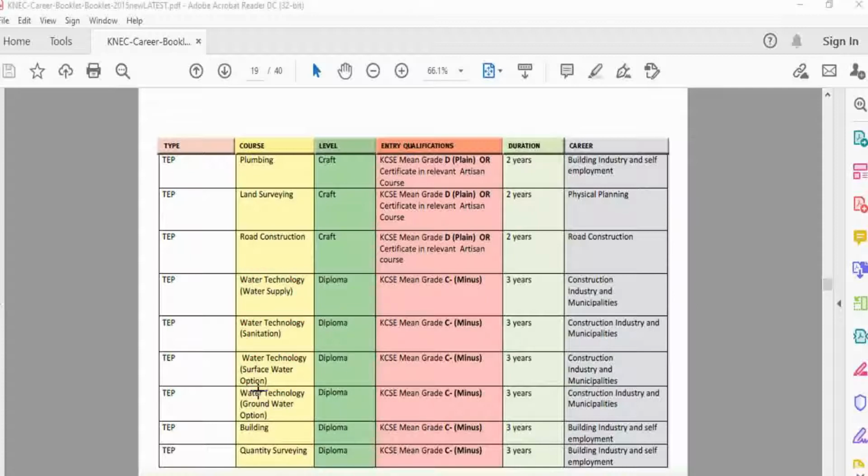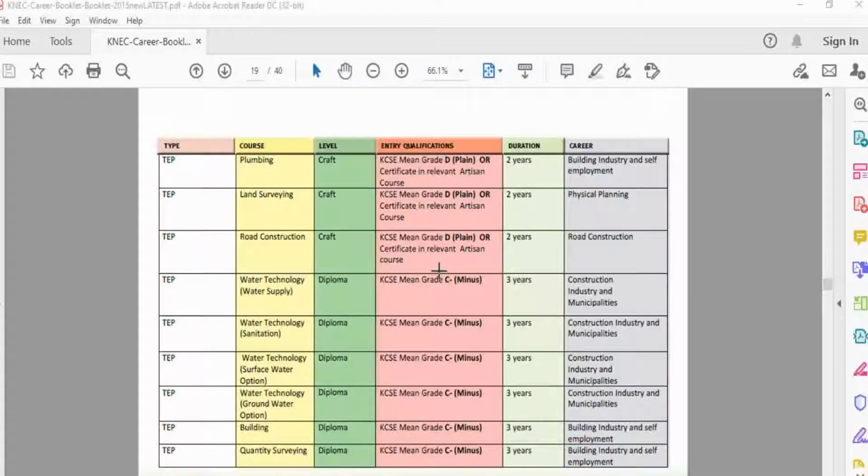There is Diploma in water technology, surface water option. There is Diploma in water technology, groundwater, and there is also quantity surveying. Again, for all these courses, the entry requirement is C-. Across the board you can see, the diploma courses usually take a total of 3 years. And you can also check where you are supposed to fit in the job market here.